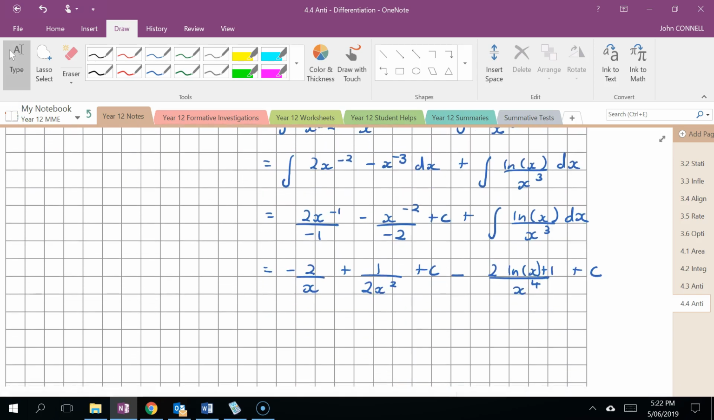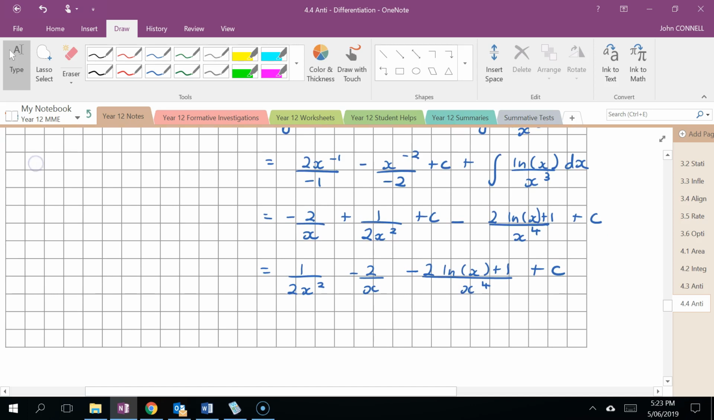Okay, so to finalize that, I can just write it as 1 on 2x squared, take 2 on x, take 2 ln x plus 1 on x to the power of 4, plus c, so that both the c's can just get absorbed in one c, and that's my final answer to this integral.